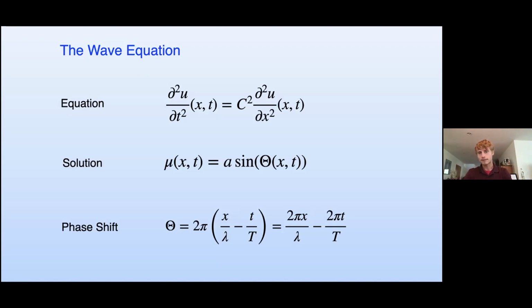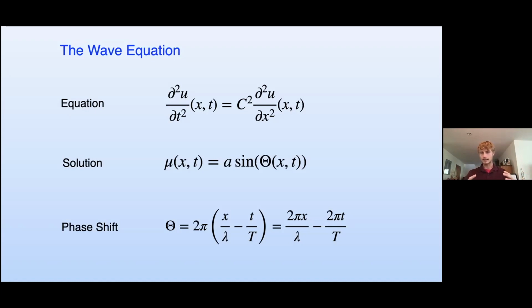Now, this would be for a string. This would give us a ripple effect on a string, but that's not what we're looking for. A tsunami wave has a motion along the x-axis, so we need to incorporate a phase shift. We've said theta equals 2 pi, because sine is periodic with period 2 pi, multiplied by x over lambda minus t over capital T.